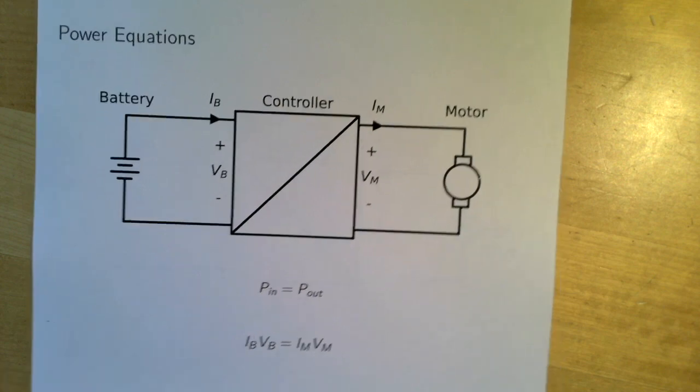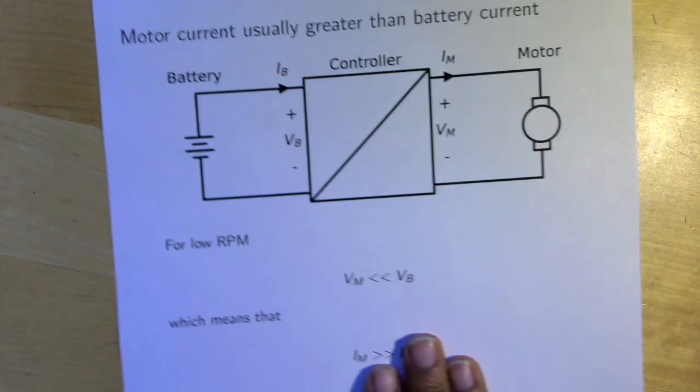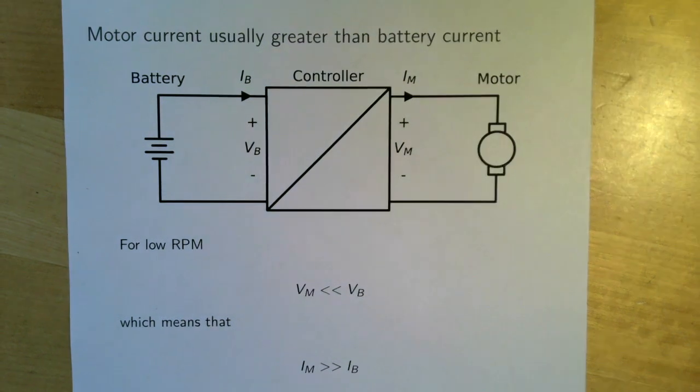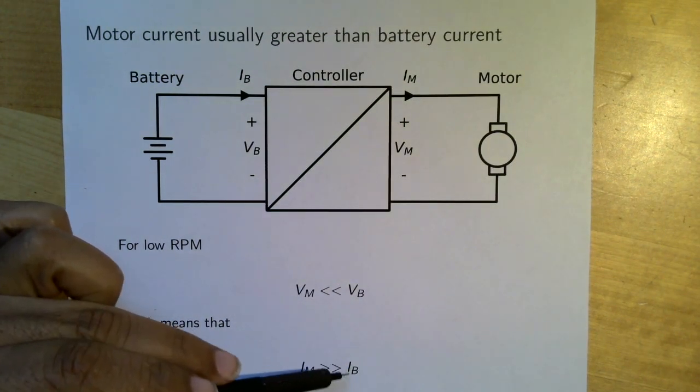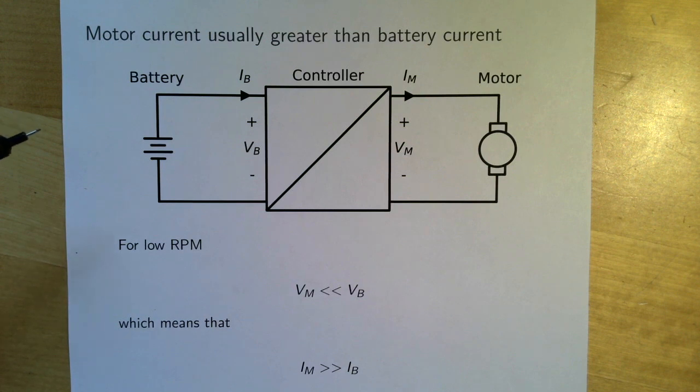At low RPM, the motor voltage is less than the battery voltage. This means that at low RPM, the motor current can be much greater than the battery current. At higher RPM, the battery and motor voltages are closer together, and so are the currents.